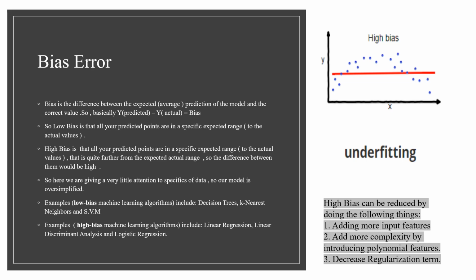So this can actually be reduced by doing the following things. You add more input features. Whenever you are training your model, you first have to take the features and then the target function. You take more features while you are training the model. And there you add more complexity by including more polynomial features. Like if your model's equation is linear, you add x squared, x cubed, you add more polynomial features like that. And then you decrease your regularization term. So that's basically what the bias error is.